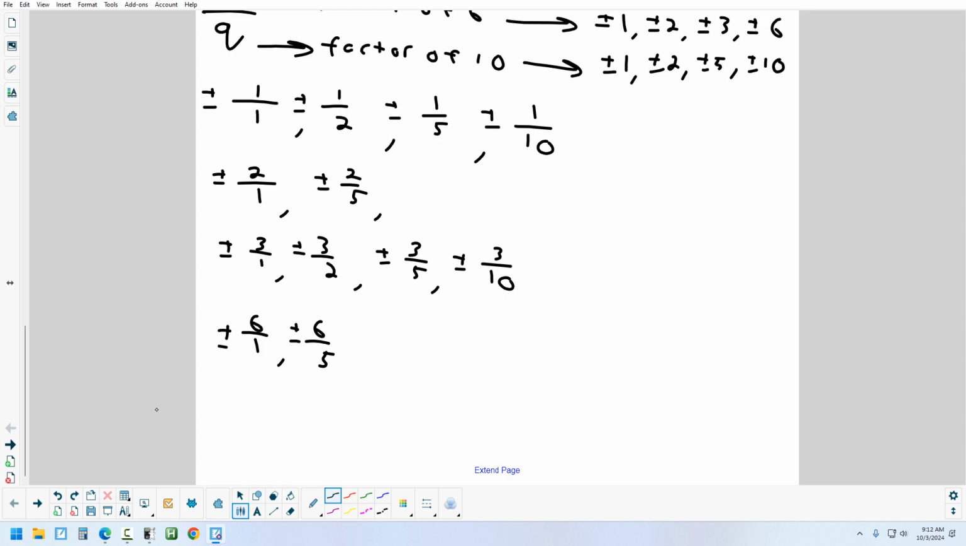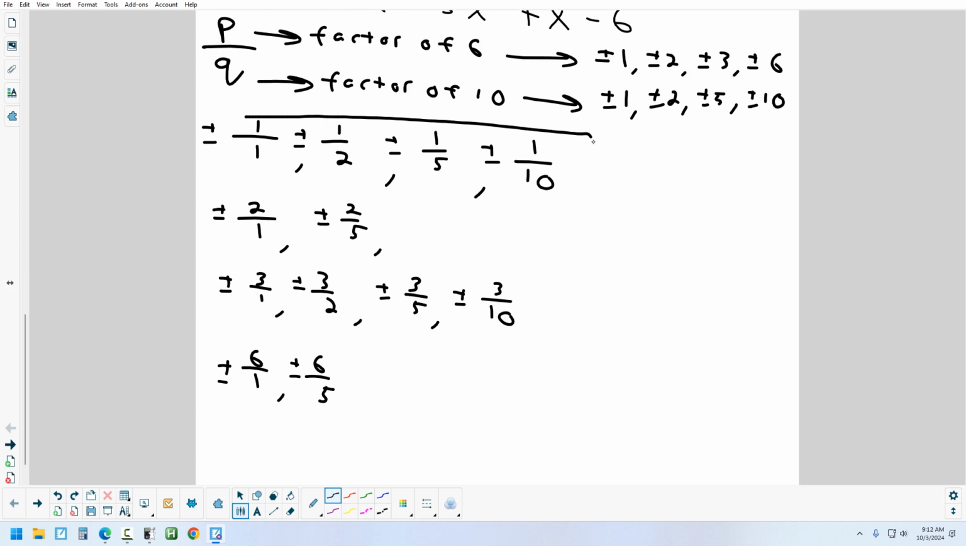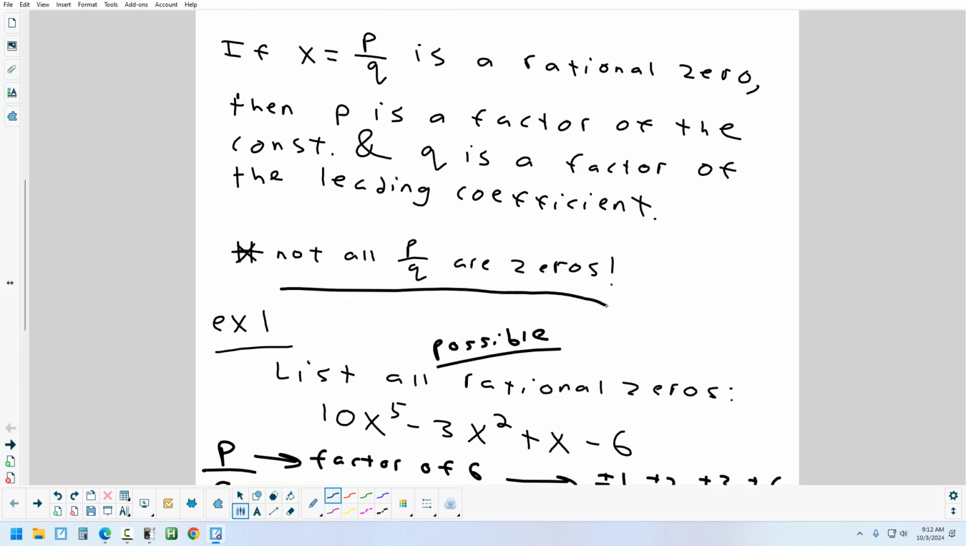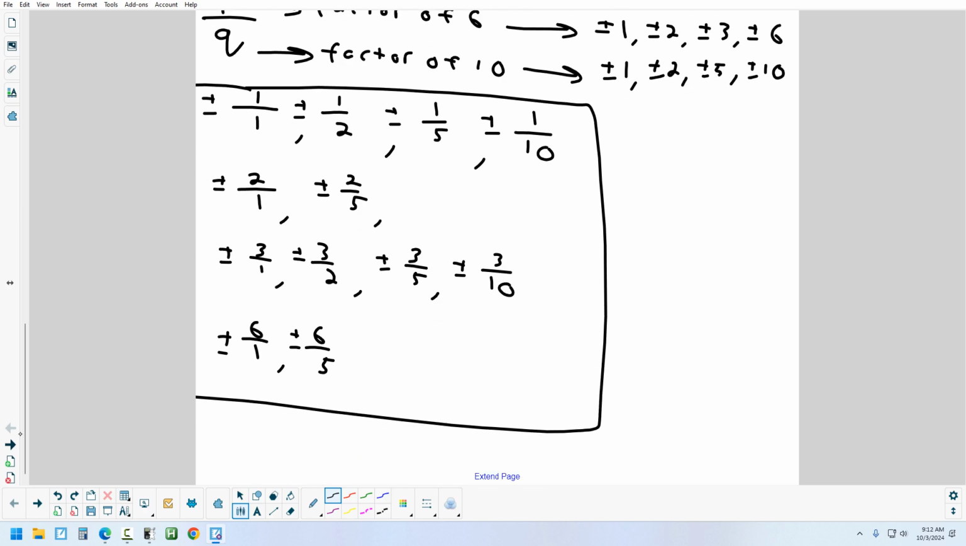Okay, cool. So, list all possible rational zeros. There's your list right there. If this graph is going to cross the x-axis at a place that is a fraction, it has to be one of those fractions. Any questions on how we generated that list? I'm not saying that it crosses at every one of those fractions. I'm just saying those are the possible places that it could cross if it's going to cross at a fraction.